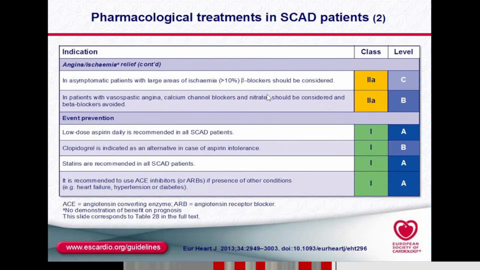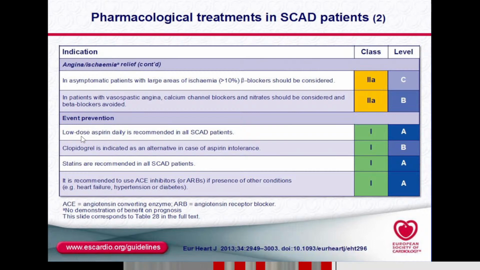The next, angina ischemia relief continuation. In asymptomatic patients with large areas of ischemia, more than 10%, beta blockers should be considered. And in patients with spastic angina, calcium channel blockers and nitrates should be considered and beta blockers avoided.